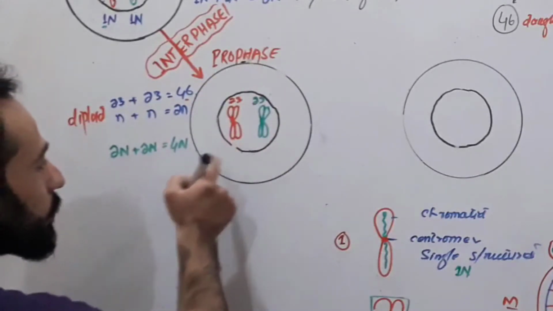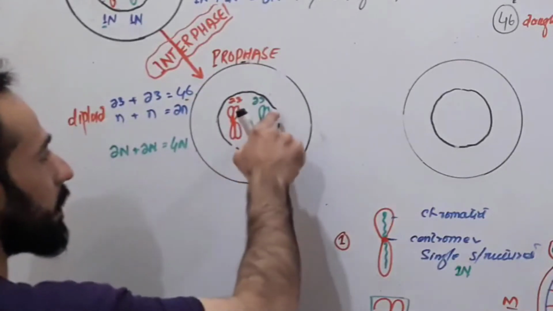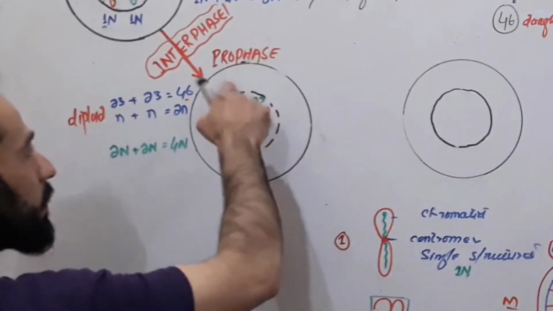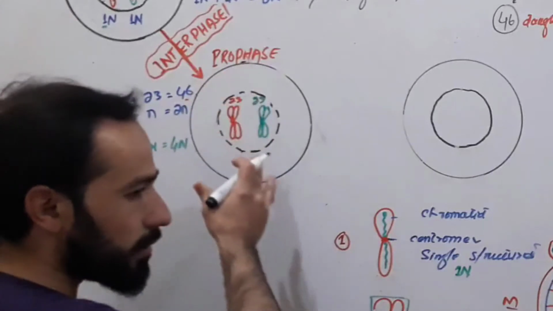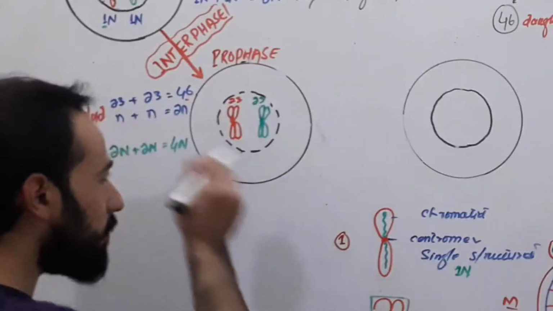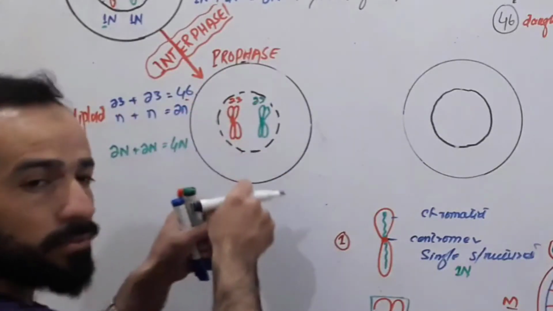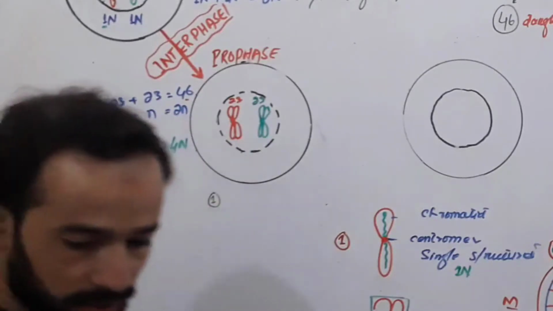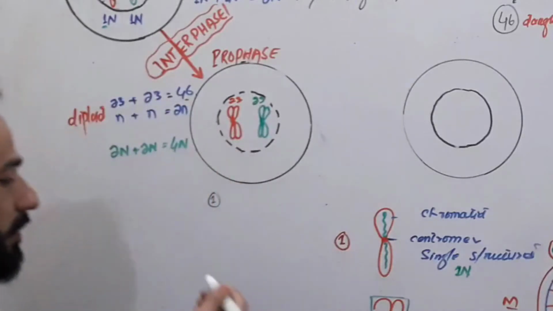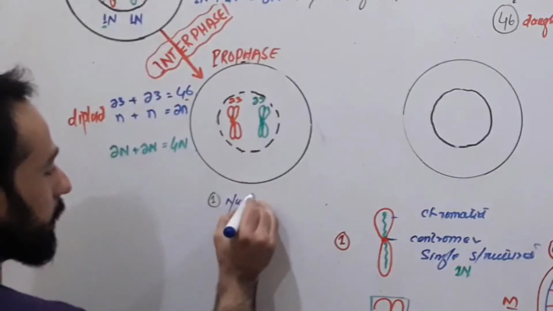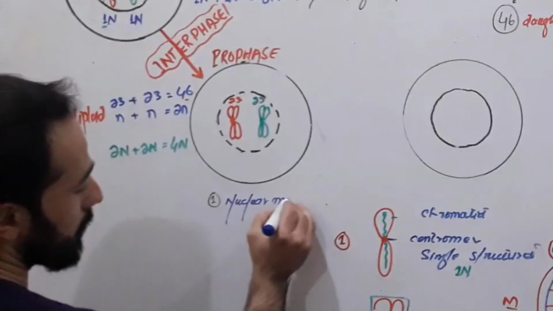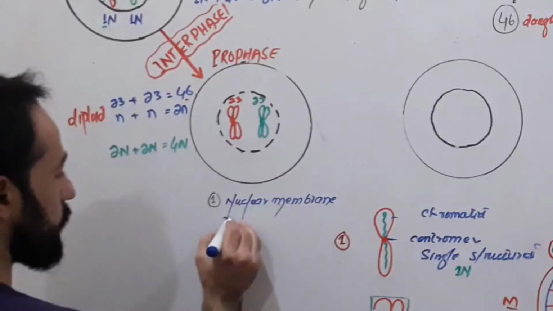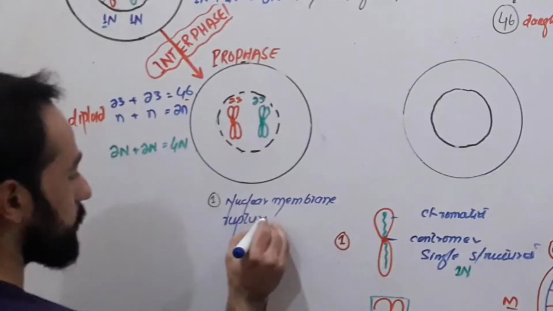During prophase, first of all, nuclear membrane ruptures. We have to divide the nucleus. So first we should erase the membrane, then we will start working inside the nucleus. So what happens during prophase? The first and important thing that occurs during prophase is that nuclear membrane ruptures. Done.